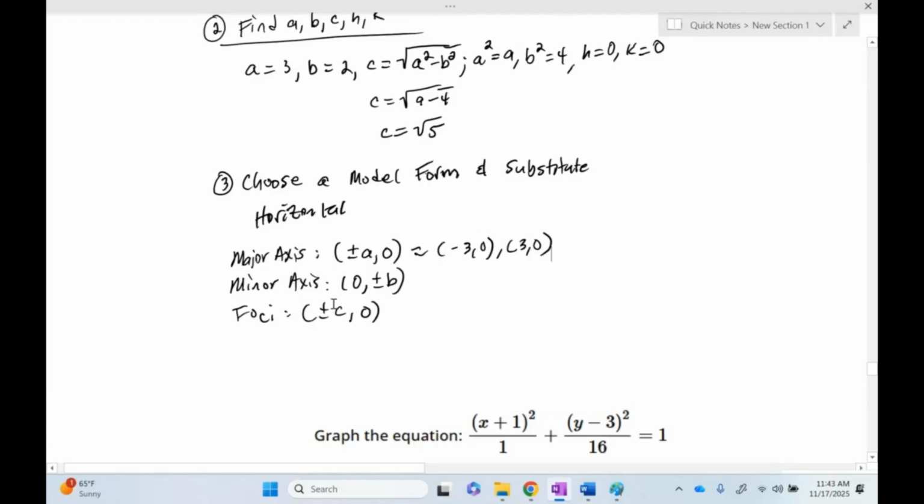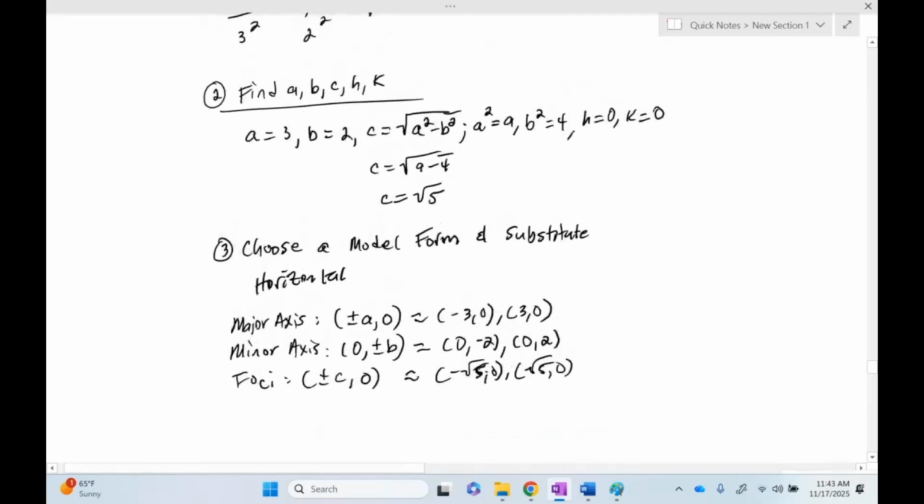The minor axis points have the coordinates 0 comma plus or minus b. And we found that b was 2. So we have 0 comma negative 2 and 0 comma positive 2. And then the value for C was square root of 5. So our foci are negative square root of 5 comma 0 and positive square root of 5 comma 0.